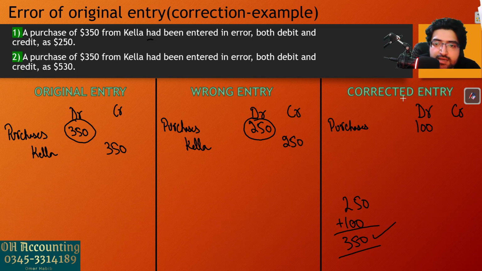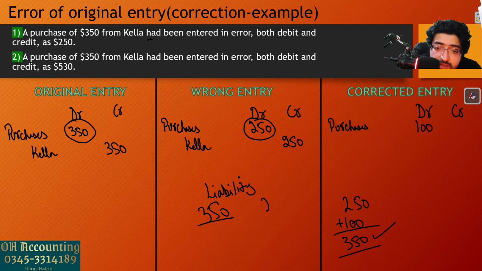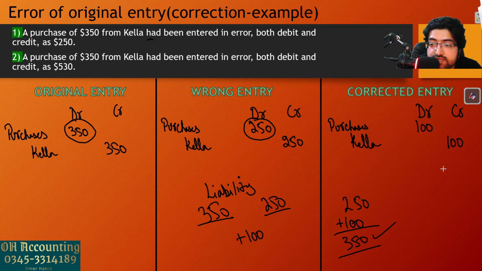Do the same thing for Kela. Kela was supposed to be credited by 350. Our liabilities should have been 350. We recorded Kela as 250. So instead of recording our liability, the amount that we owe Kela, as 350, we have recorded this by mistake as 250. So to fix that, how much more do we have to record in Kela's account? 100 more. So that's what I will do now. Kela, and record 100 more on the credit side of our account to increase the liability and bring it to 350. This is how you correct errors.